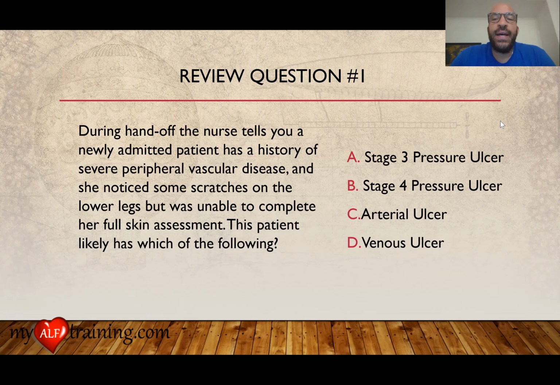Is it A, a stage 3 pressure ulcer? Is it B, a stage 4 pressure ulcer? Is it C, an arterial ulcer? Or is it D, a venous ulcer? Give you a moment to answer this question.